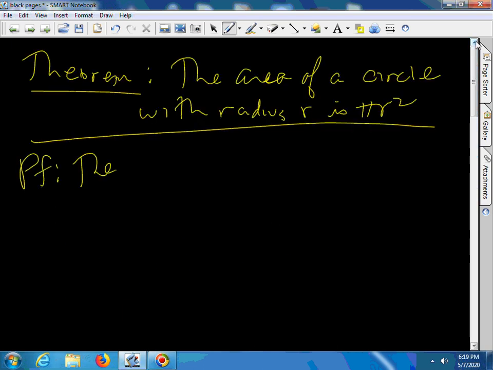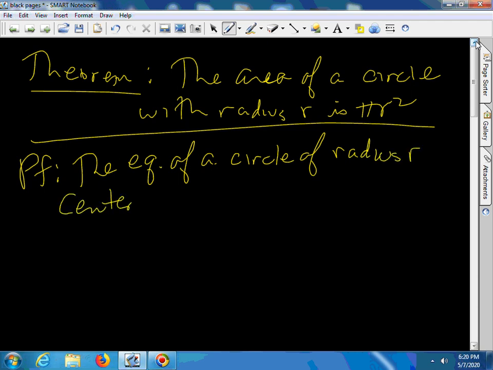So, the equation of a circle of radius r centered at 0, 0 is x squared plus y squared equals r squared.